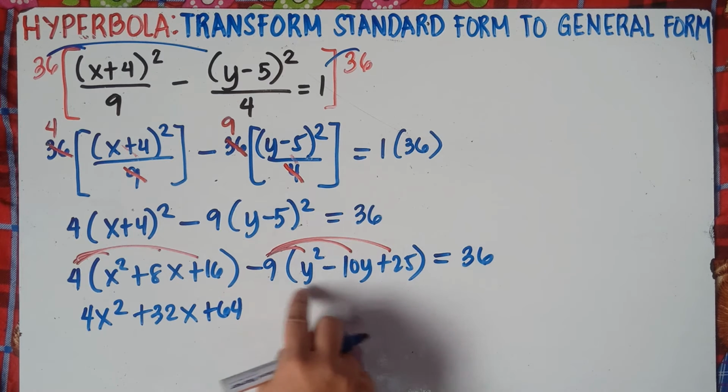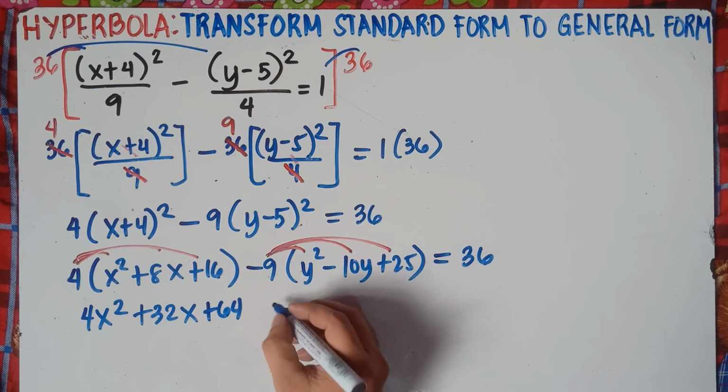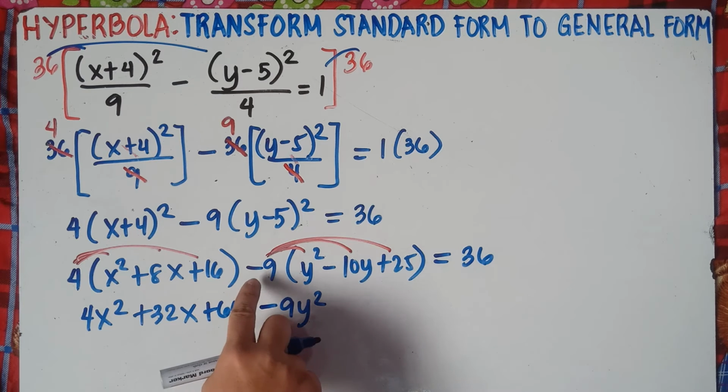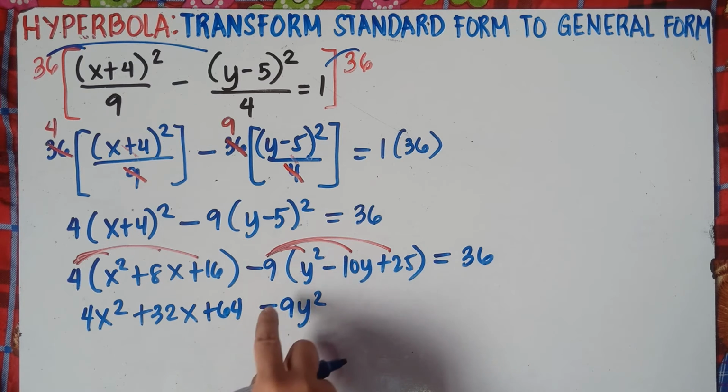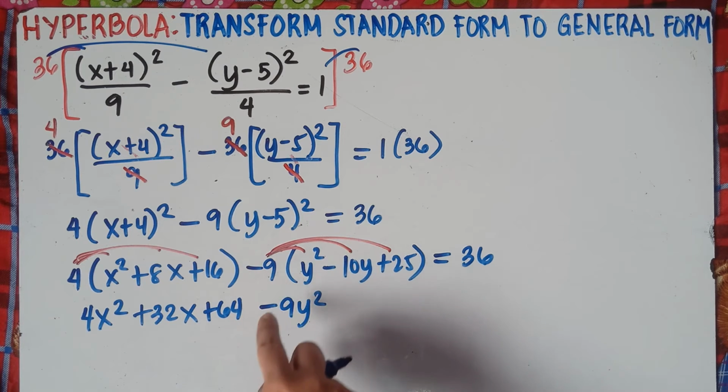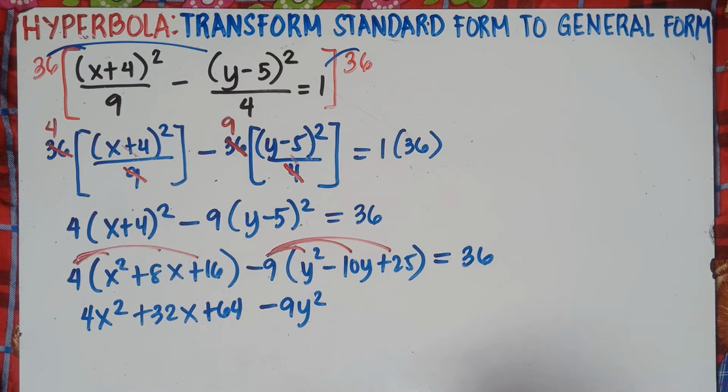Then this one, plus, you distribute. 9 times y squared, that's negative 9y squared. Negative 9, once again, negative 9 times positive y squared, that will be negative 9y squared. Negative times positive, it's always negative. Unlike signs, it's negative. If you're multiplying unlike signs, the answer is negative.